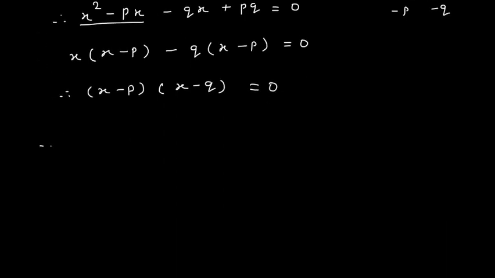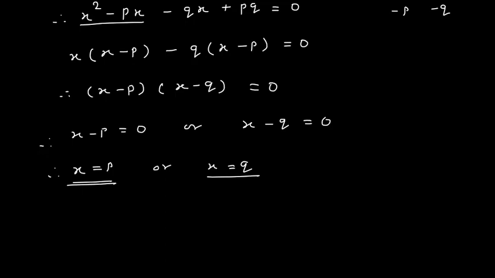Therefore here you get x minus p is 0 or x minus q is 0. Now x minus p equals 0 gives you x is equal to p, or x minus q equals 0 gives you x is equal to q. So x is equal to p or x is equal to q is your solution.